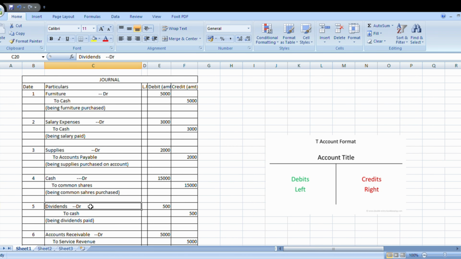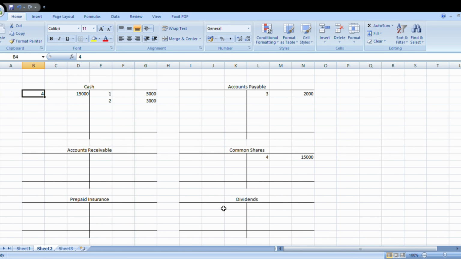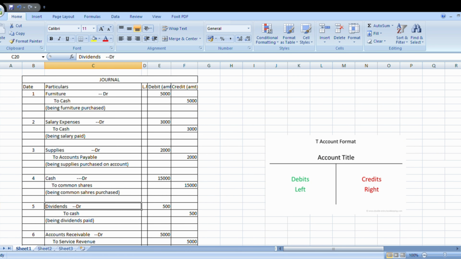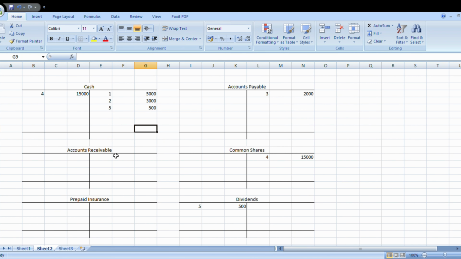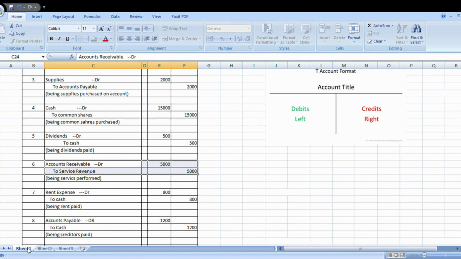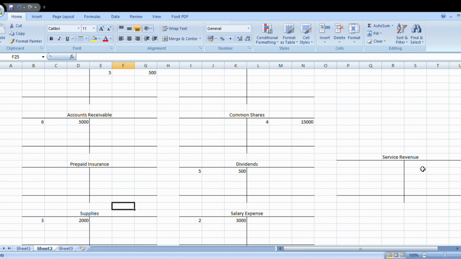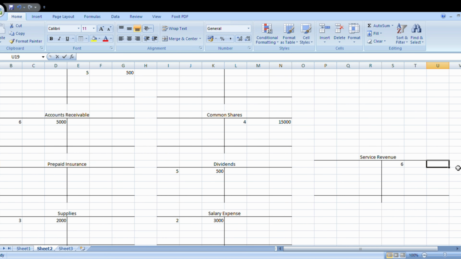Dividends to cash. Dividends debit with 500, sorry. Dividends debit with 500. This is fifth transaction, so I have written fifth. And to cash. Cash is going out, so transaction number 5 with 500, the cash is being reduced. Next, accounts receivable to service revenue 5,000. Accounts receivable is increased, is debited with 5,000. Transaction number 6 to service revenue. So here in transaction number 6, service revenue is credited with 5,000. Okay.